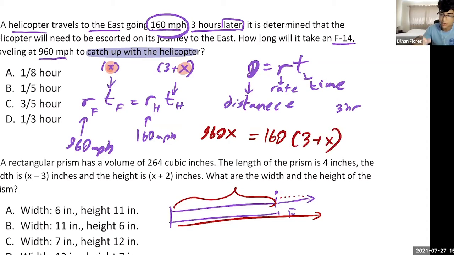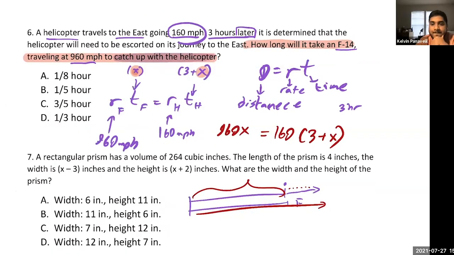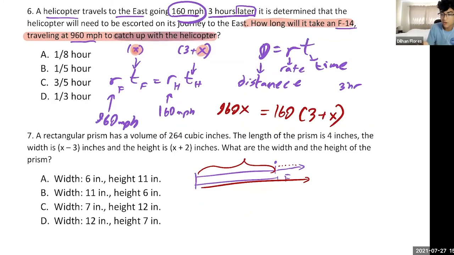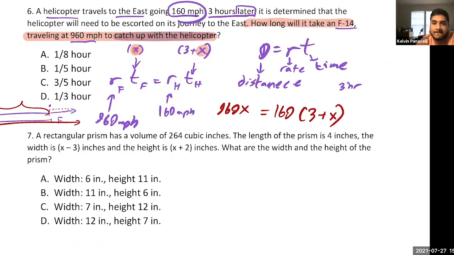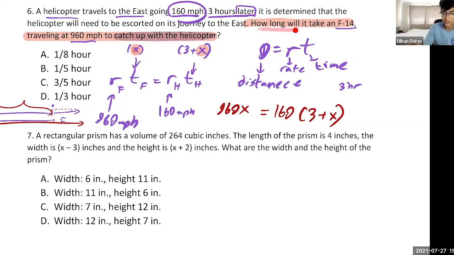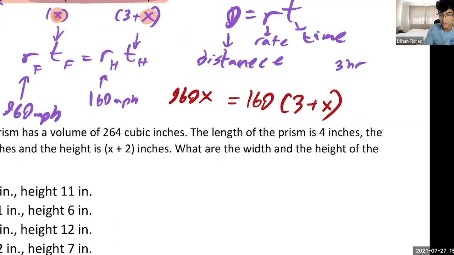All right. So we are asked, how long will it take an F-14 to catch up with the helicopter? So what is that asking for? It's asking for how long does the F-14 travel? What variable shows that? So everyone drop it in the chat. What part of this question gives us how long the F-14 has been traveling for? There you go, X. All right. So this whole complicated question is just asking us to solve for X. Okay. So how do we do that?